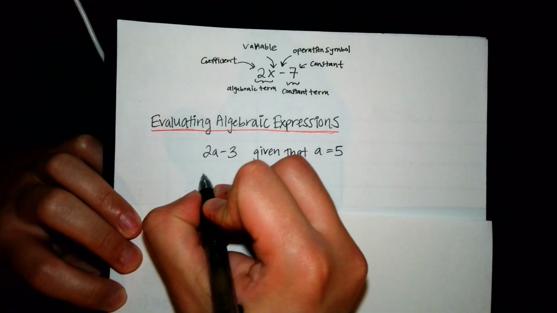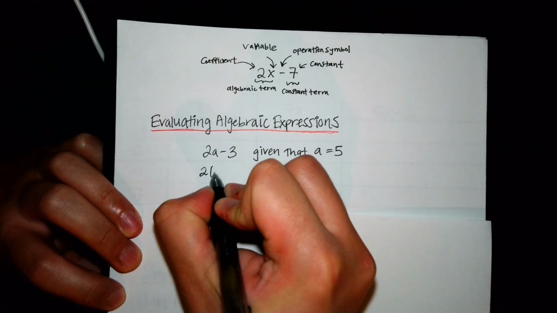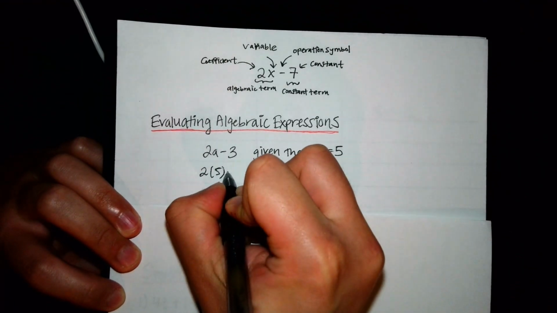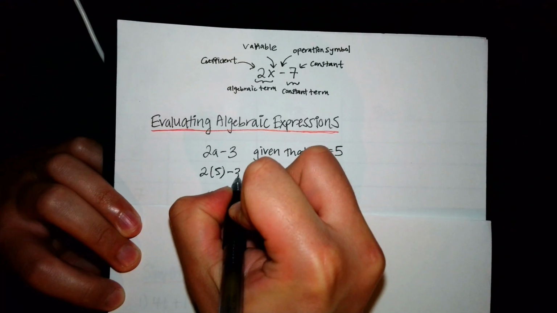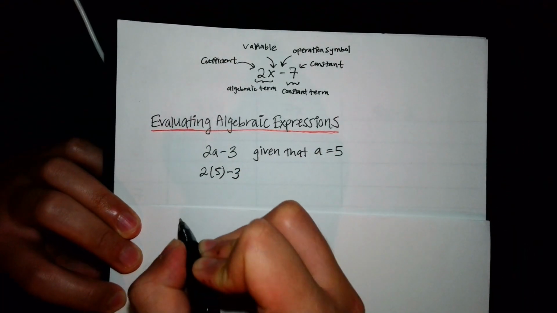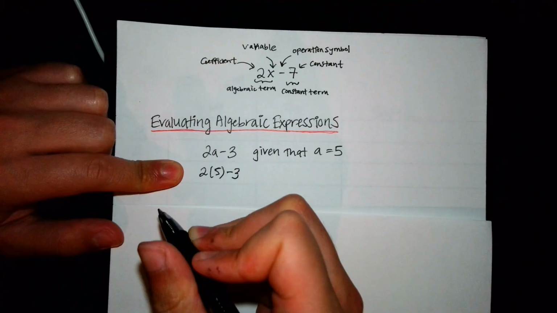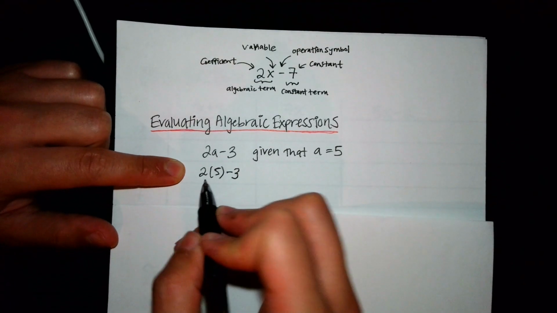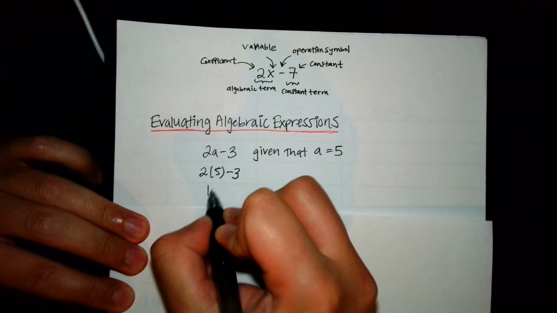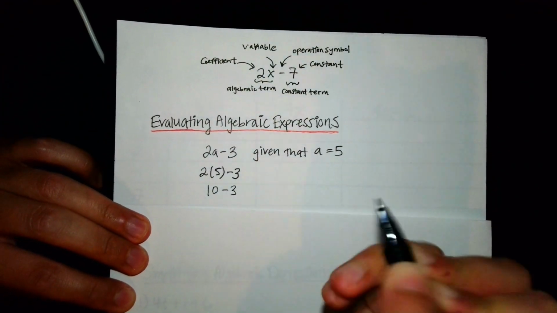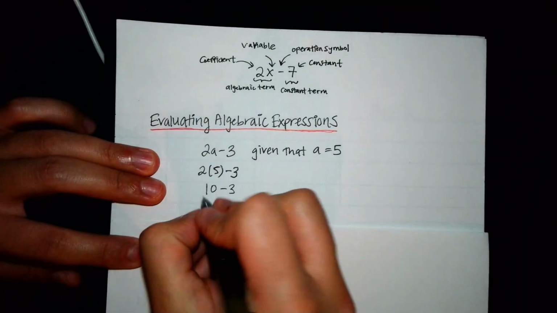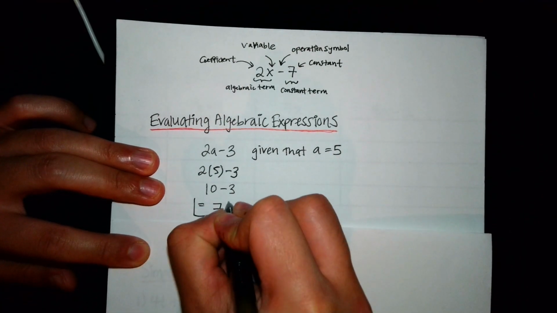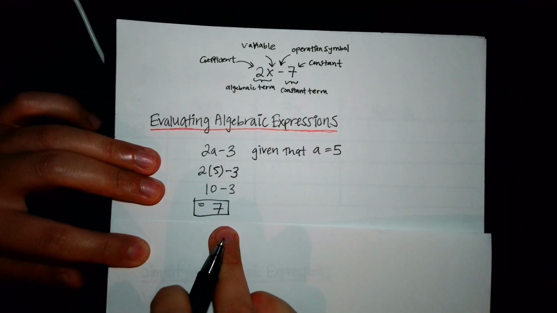So we would have 2 times 5 minus 3. Notice that all we did here was replace the a with 5. So 2 times 5 is 10, minus 3, which gives us 7. So our final answer would be 7.